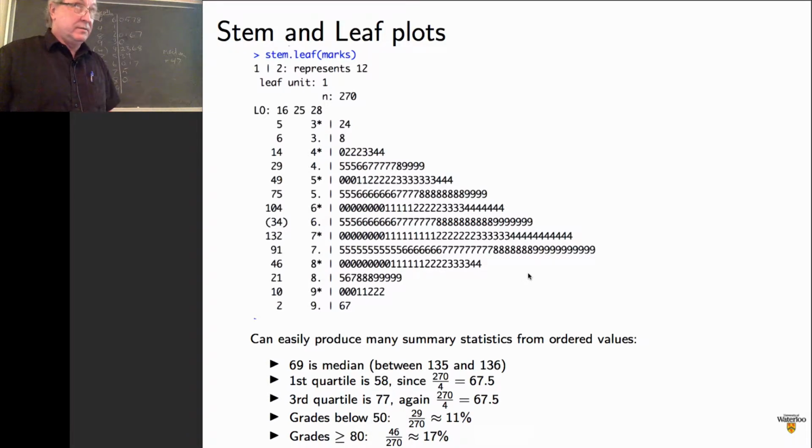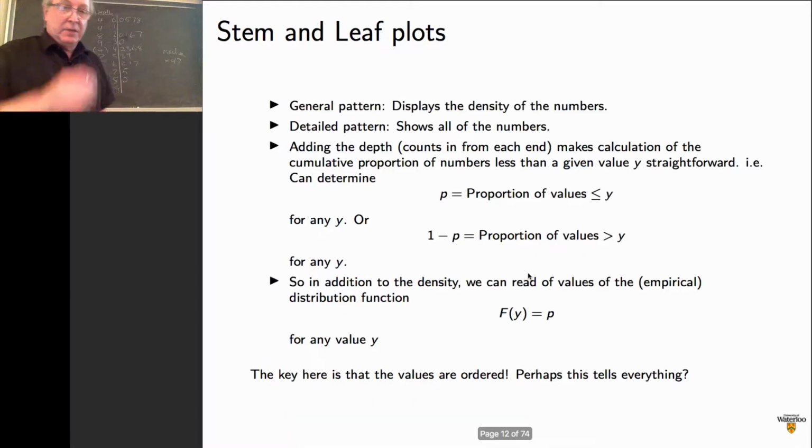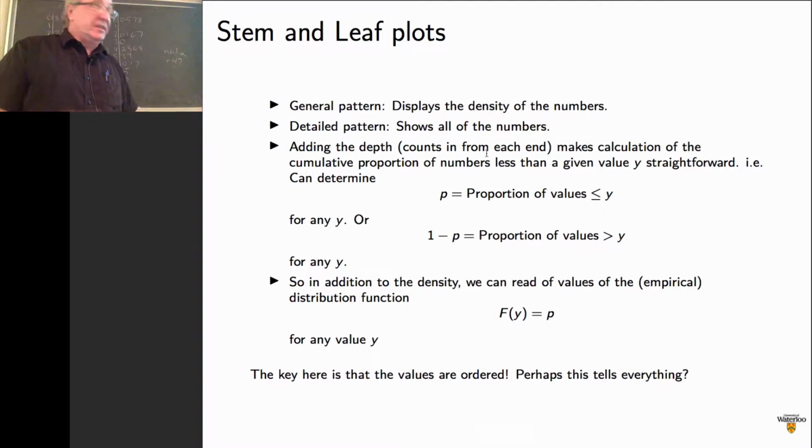Any questions? That's stem and leaf. And to summarize here, what you can do is see the overall density, you can see the details, and with the depth, you can calculate pretty much any proportion in from either end.